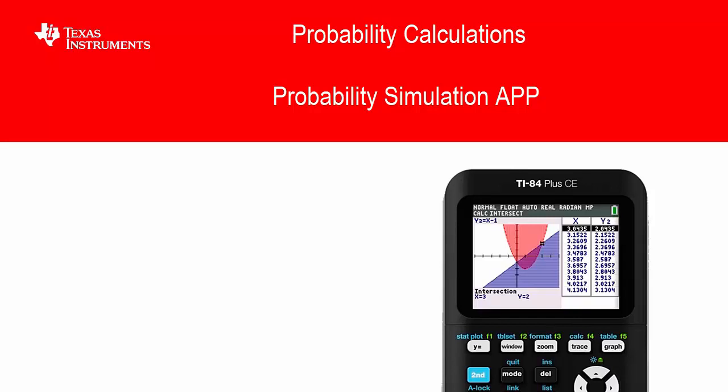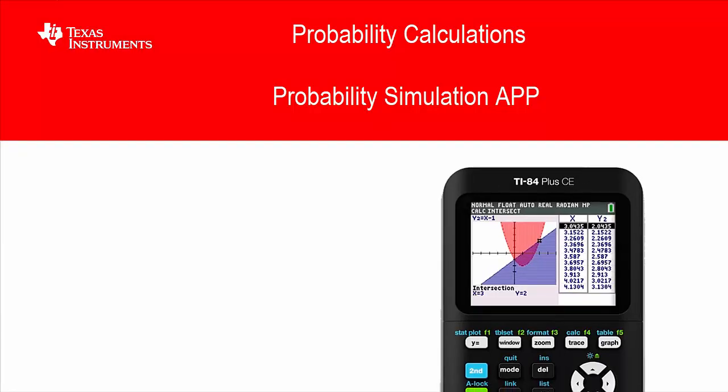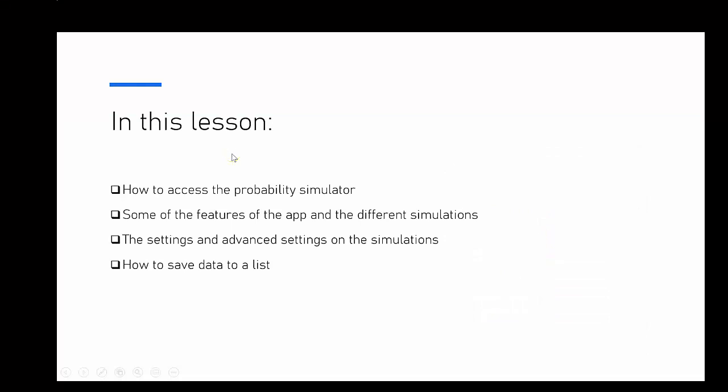Hi and welcome back to another lesson of the TI-84 plus CE student course. In this section we're looking at probability calculations, and this lesson in particular focuses on the probability simulation app. In particular we're going to look at accessing the probability simulator, some of the features of the app and the different simulations, some of the settings and advanced settings on those simulations, and how to save data into a list.